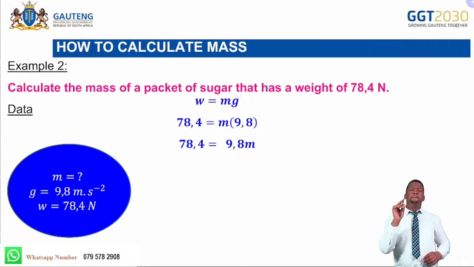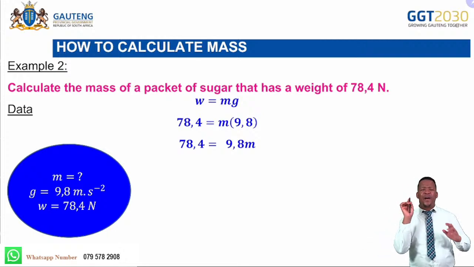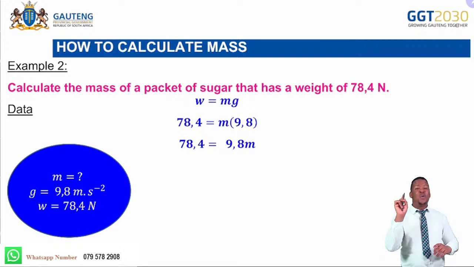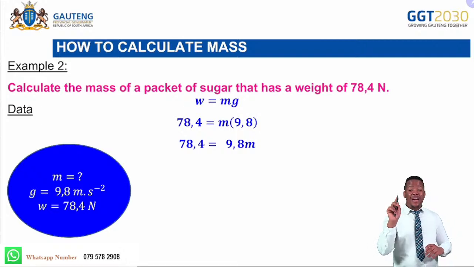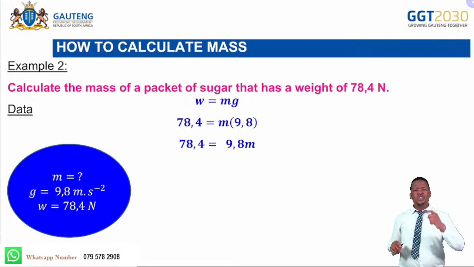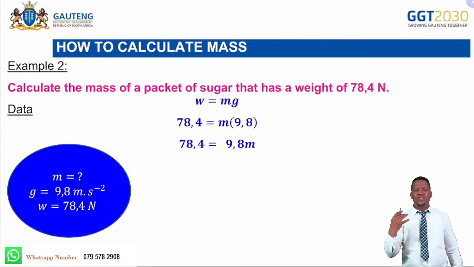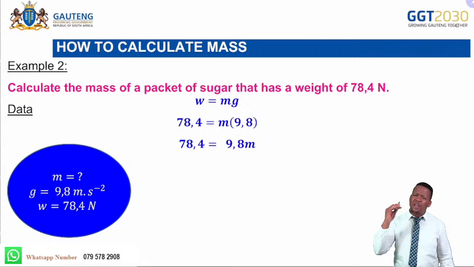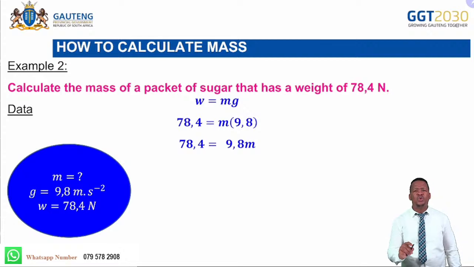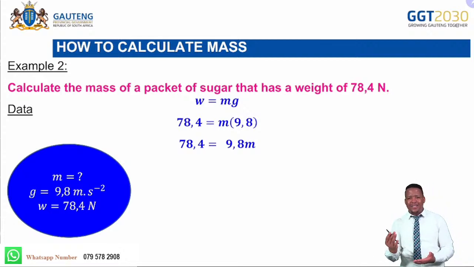But we are looking for M. Remember, M is our friend who's missing. That's who we are looking for. How do we solve this? We want the mass of this packet of sugar. So how do we go to the next step here? How should I resolve this? Anyone to help us?